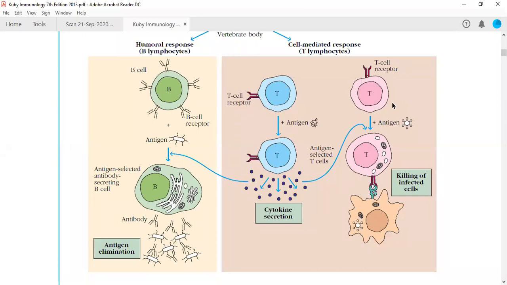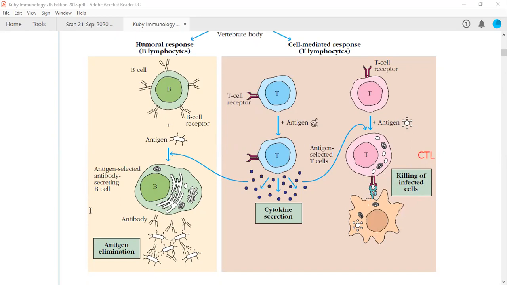Now, these naive T cells, when coming into contact with antigen or induced by these cytokines, will differentiate into cytotoxic T lymphocytes. This is called cytotoxic T lymphocyte, CTL, which is able to kill the tumor cells or altered self cells or the pathogenic cells from outside by directly interacting with this particular cell.